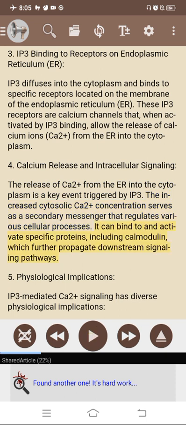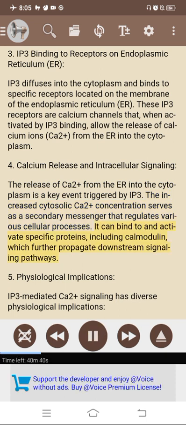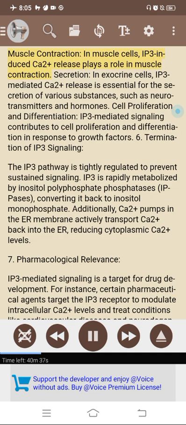It can bind to and activate specific proteins, including calmodulin, which further propagate downstream signaling pathways. 5. Physiological implications. IP3-mediated Ca2+ signaling has diverse physiological implications. Muscle contraction. In muscle cells, IP3-induced Ca2+ release plays a role in muscle contraction. Secretion. In exocrine cells, IP3-mediated Ca2+ release is essential for the secretion of various substances, such as neurotransmitters and hormones. Cell proliferation and differentiation. IP3-mediated signaling contributes to cell proliferation and differentiation in response to growth factors.